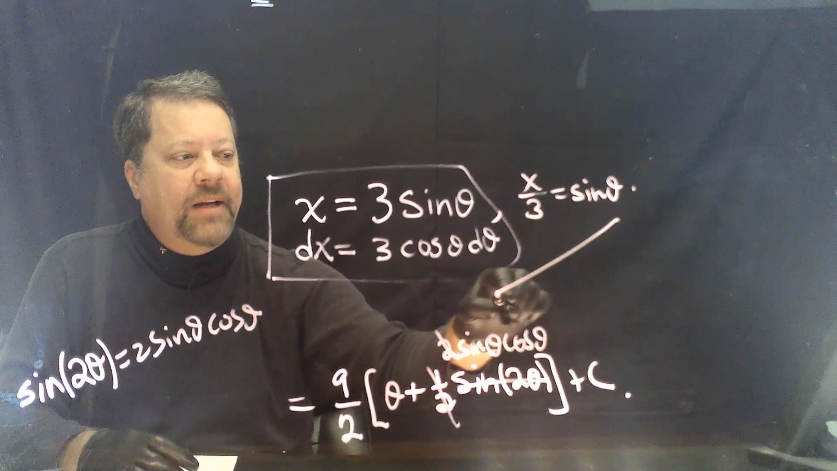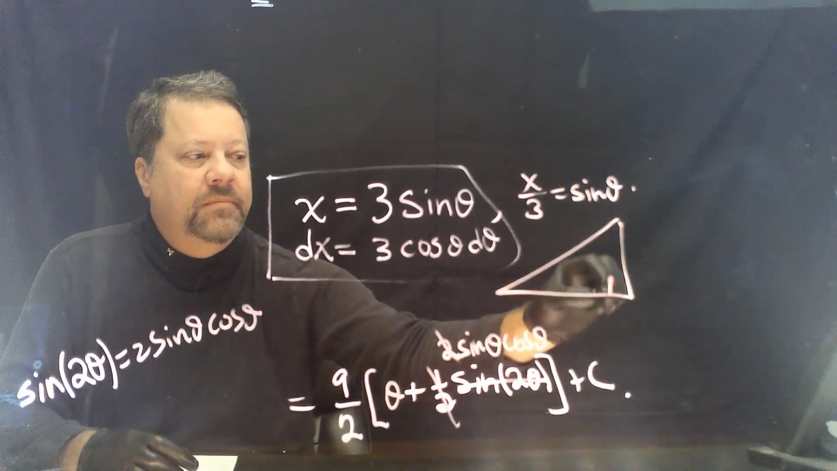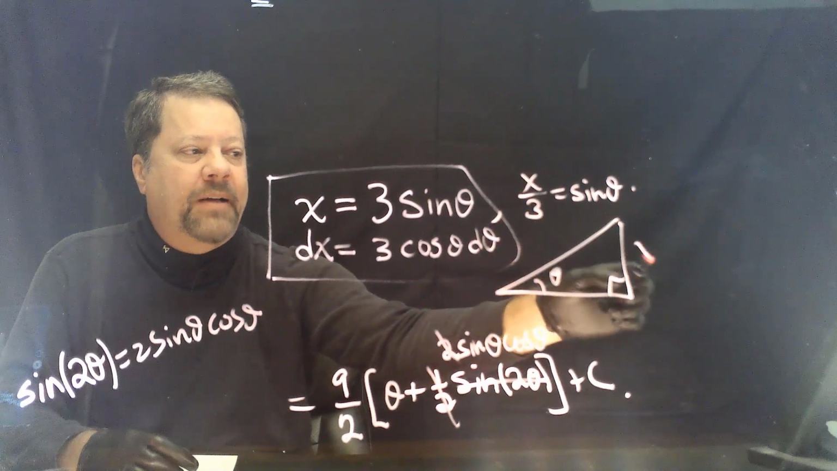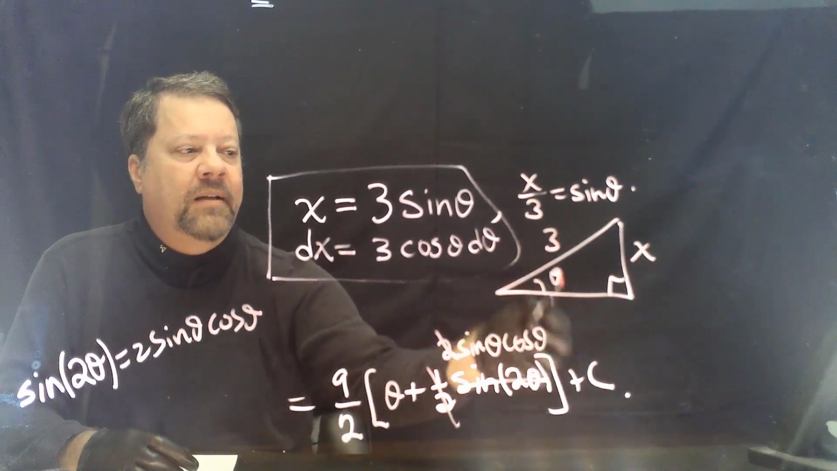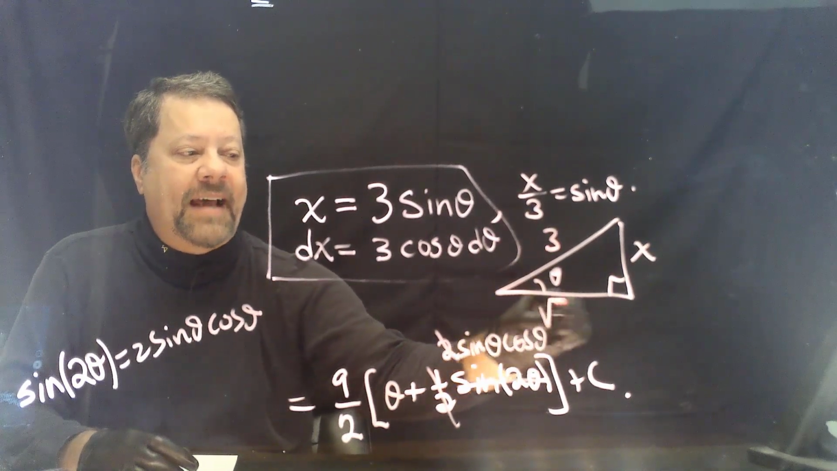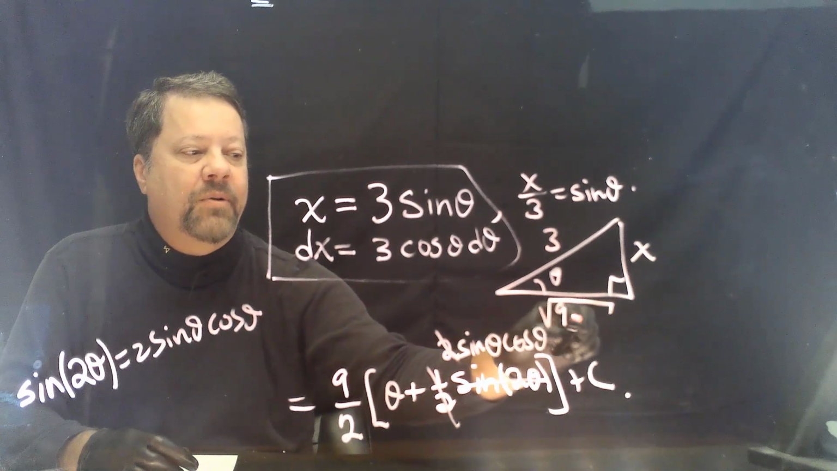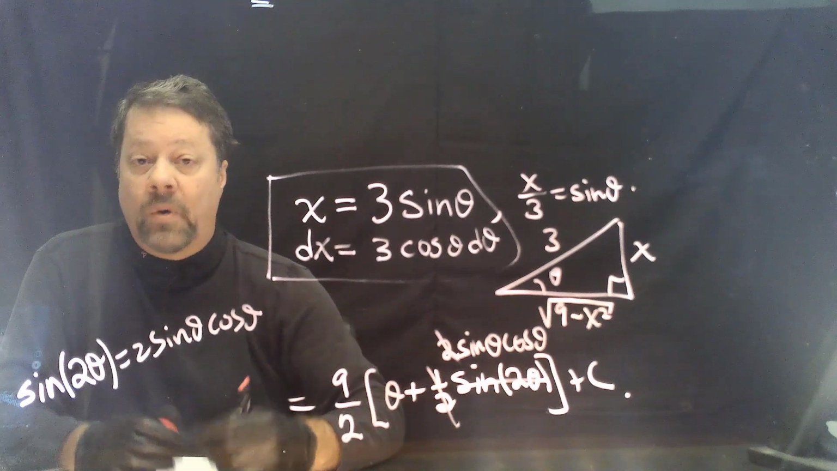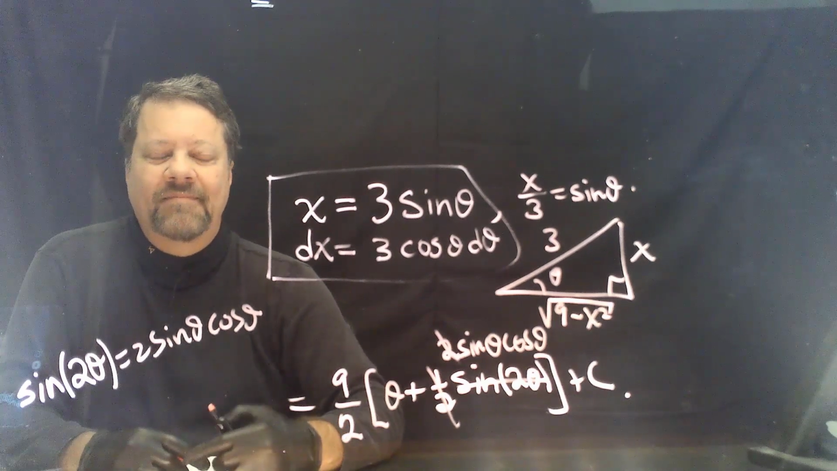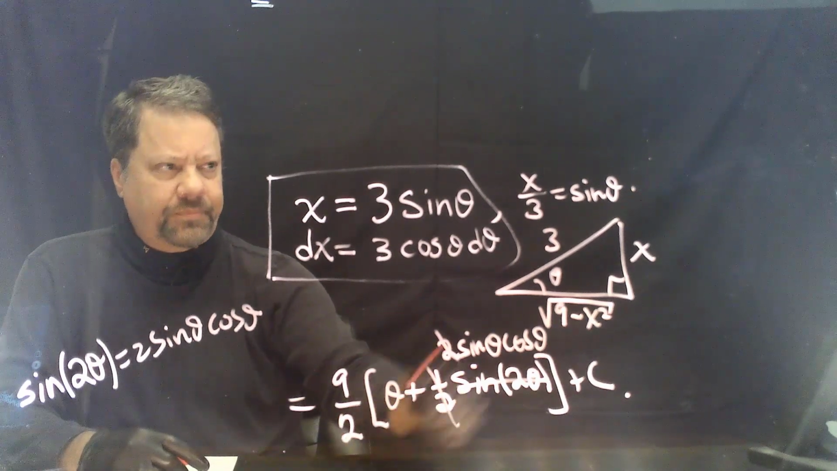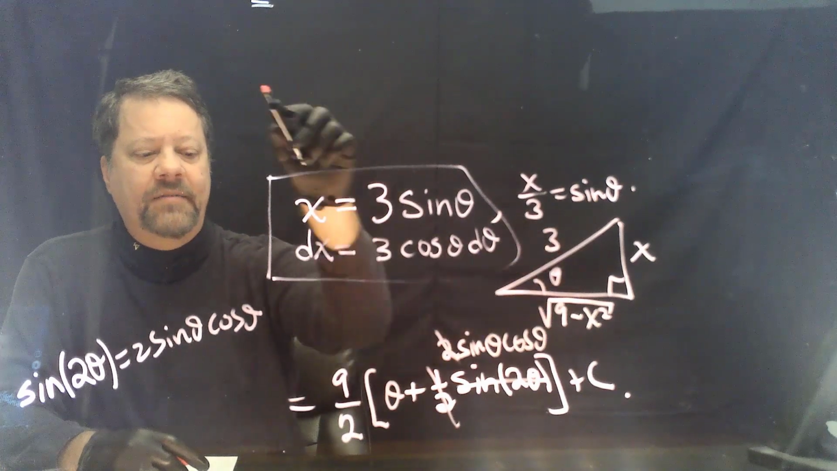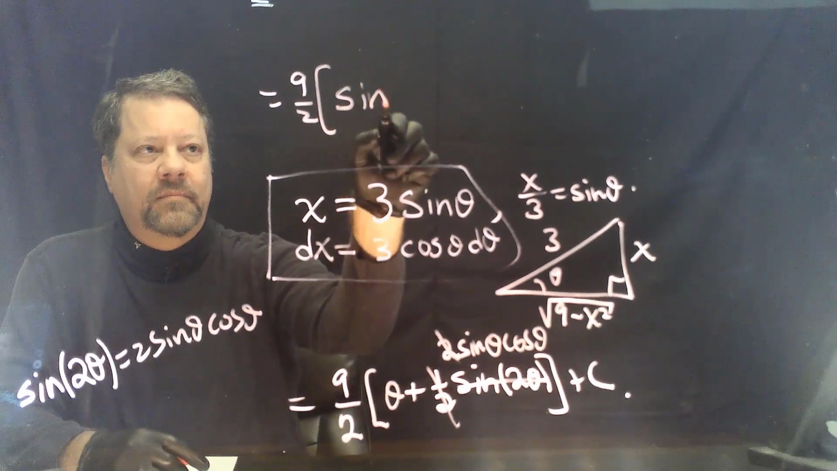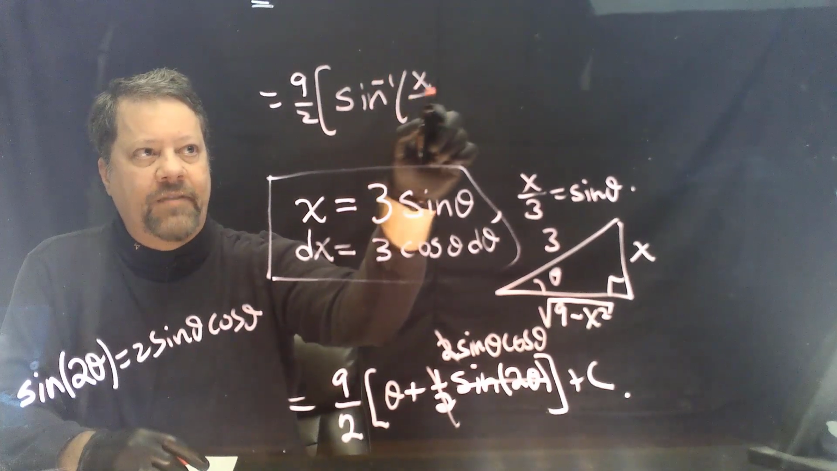We'll make a right triangle. Sine is opposite over hypotenuse, and so the remaining side, using the Pythagorean theorem, will be the square root of 9 minus x squared. That has to appear again, or else you screwed up. At this point, theta will be the inverse sine of x divided by 3.